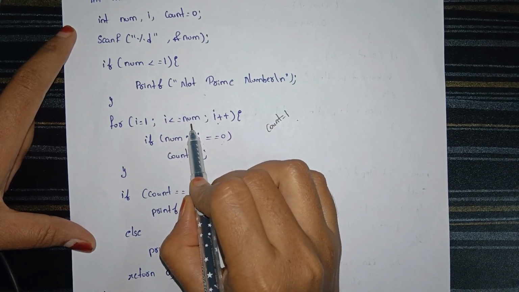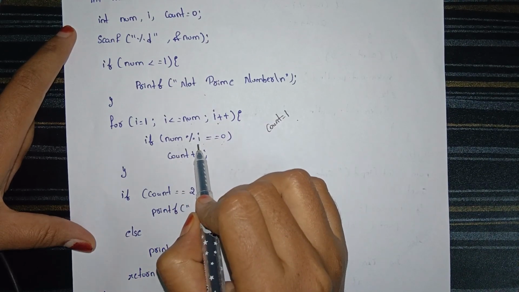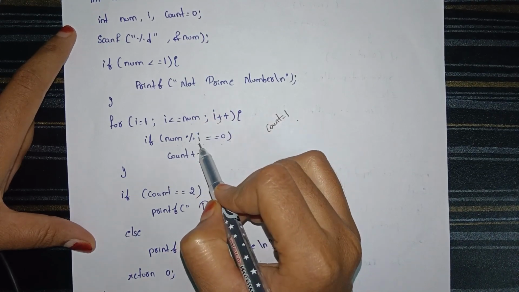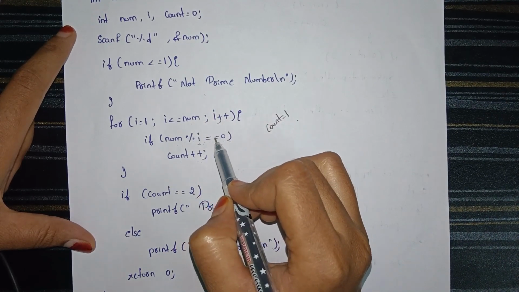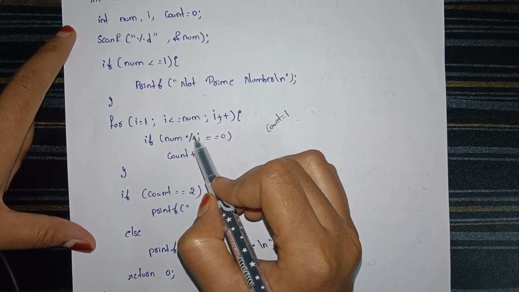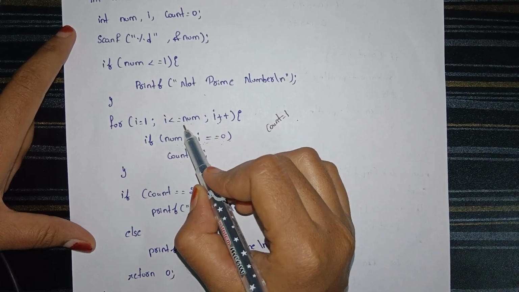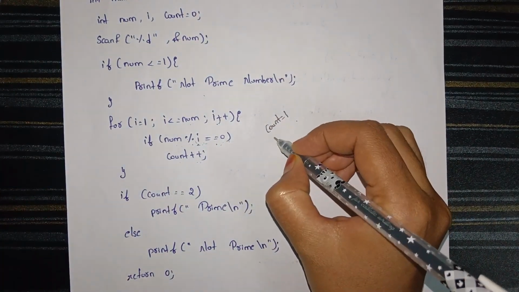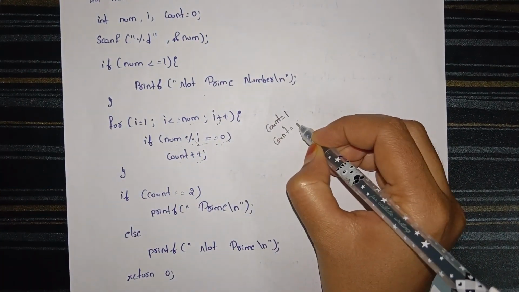3 less than or equal to 7? Yes. But is 7 % 3 equal to 0? No. So again it will increment to 4. 4 is also not divisible. Next 5 is also not divisible. 6 is also not divisible. 7: 7 % 7? Yes, it is 0. So count will be incremented by 1. That means count is equal to 2.